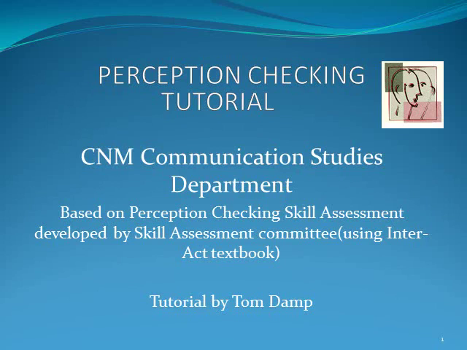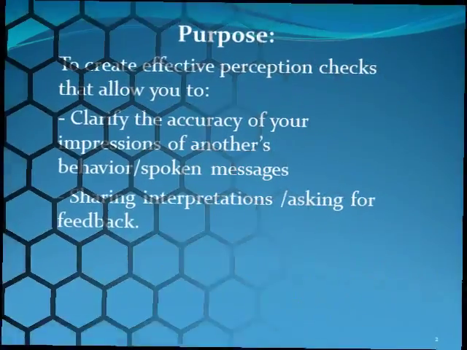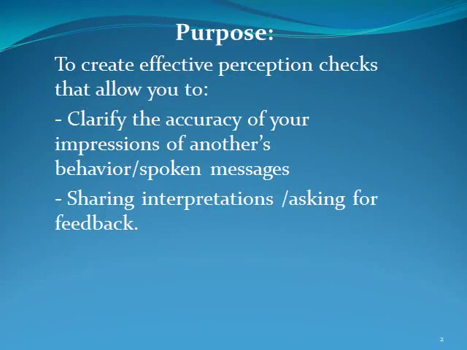This tutorial is based on the perception checking skill assessment, which was developed by the Skill Assessment Committee in the C&M Communication Studies Department. The purpose of this assessment is to help you learn to create effective perception checks that allow you to clarify the accuracy of your impression of another person's behavior and/or spoken messages. You will do this by sharing your interpretations of the other person's behavior or spoken messages, and also by asking the other person for feedback.